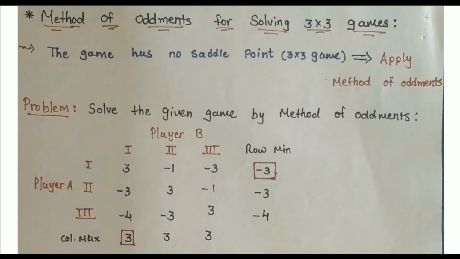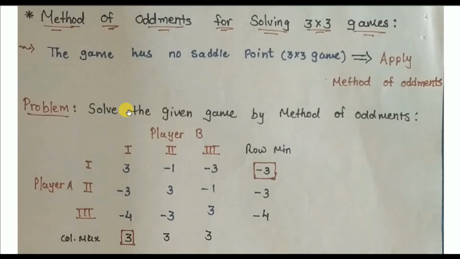Yes, definitely you can apply the dominance rule and dominate the rows and columns and convert the matrix into 2x2, and apply any other method like the analytical method and the algebraic method. But here we can see that no row or column is dominated by another. Then what do we have to do? At that time we have to use the method of oddment.